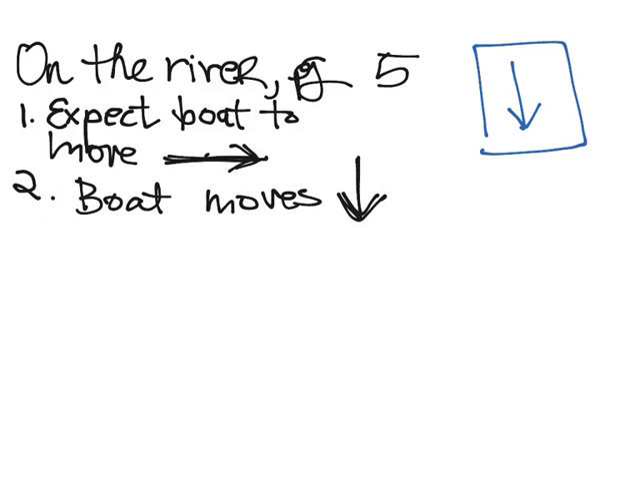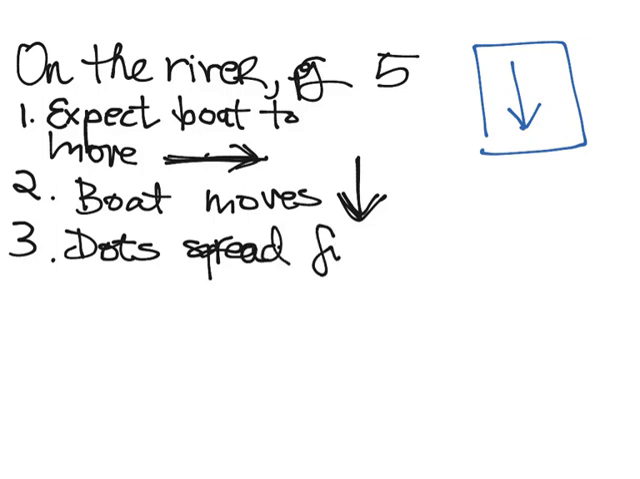Number 3: what do you expect to happen to the distance between dots? As the boat moves across the river, it leaves a dot every second. If the boat gets faster, the answer is the dots are spread further apart.